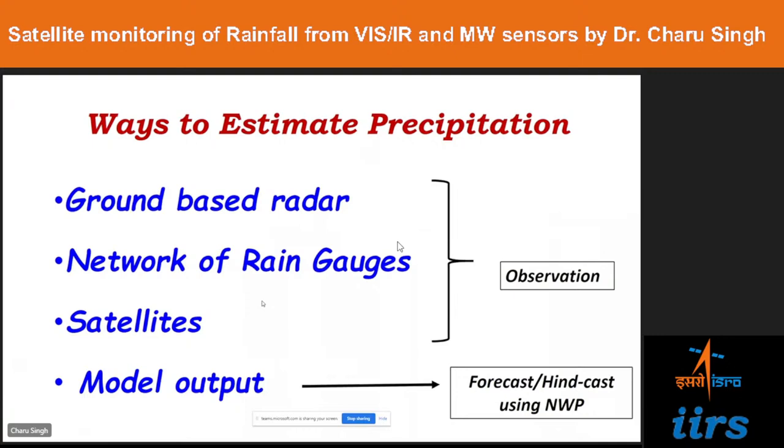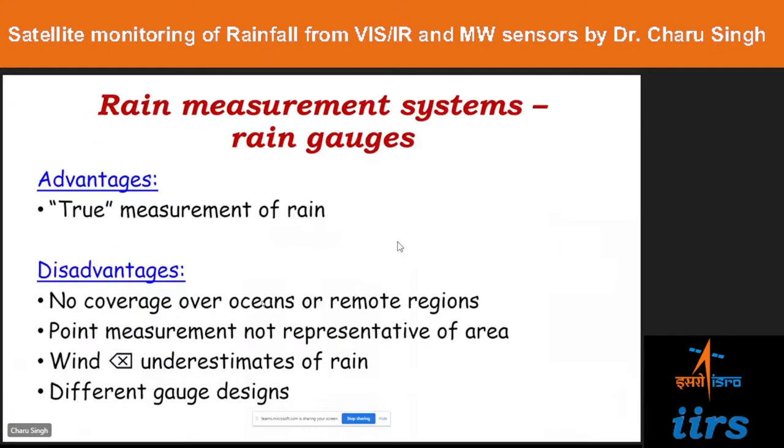There are various methods to estimate precipitation, like we can use the ground-based radars. We can also use a network of rain gauges or the satellites. All these three come under the category of observations. Then we can also use the model output. That could be for the forecast simulations or the hindcast simulations using the numerical weather prediction models. So for rain measurement, each of the systems has some advantages and disadvantages associated with it.